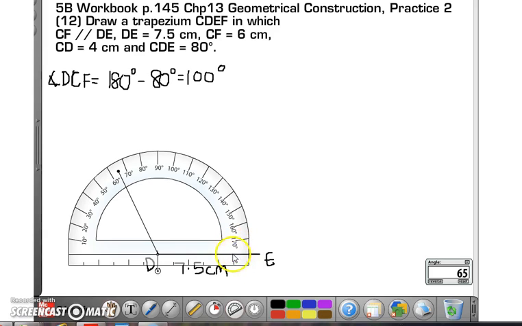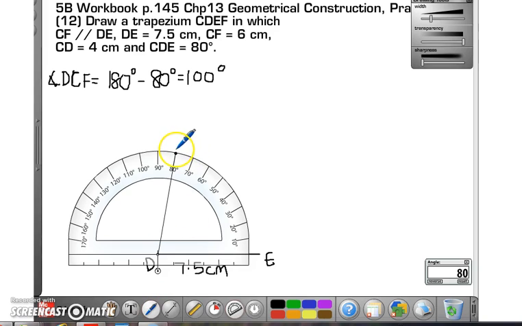In this case, it's 180, so it's not. So I need to look for the scale that begins with 0. Yes, so this will be it, and I'm looking for 80 degrees. Beginning from 0, let's count on: 10, 20, 30, 40, 50, 60, 70, 80 degrees. So that's where I must make a mark using my pencil at this point. That will give me the angle CDE as 80 degrees.